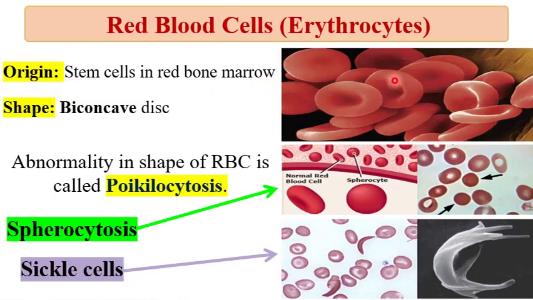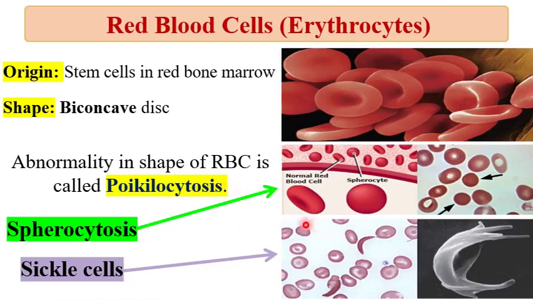The shape of RBCs is biconcave, like that. Biconcave cells: concave from above and concave from down. So this is called a biconcave cell or biconcave disc. Any abnormality in this shape is called poikilocytosis. So poikilocytosis is an abnormality in shape, because the normal shape is biconcave.